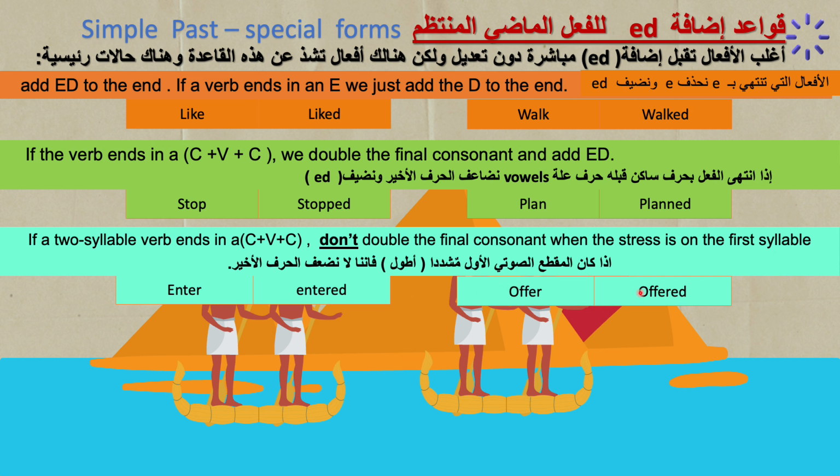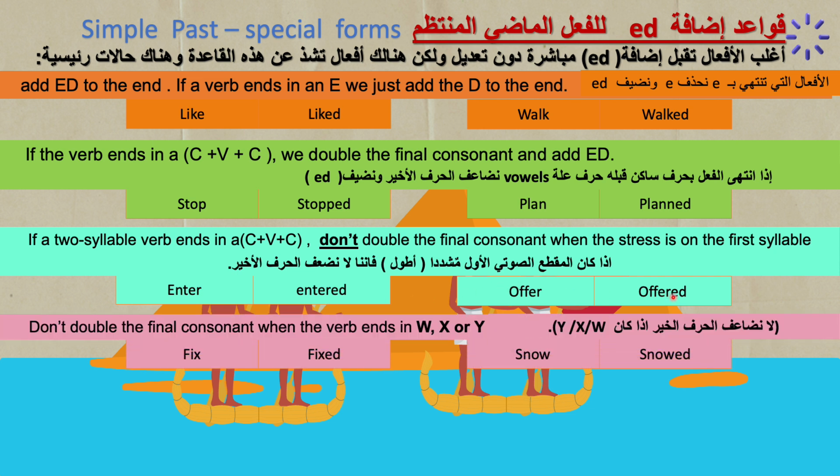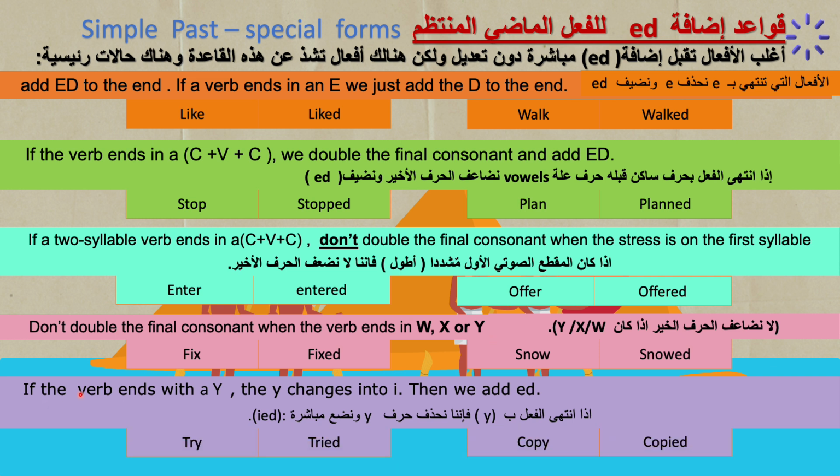Entered. Offer, offered. Do not double the final consonant when the verb ends in W, X, or Y. Fix, fixed. Snow, snowed. Even if they are CVC, do not double the final consonant because they end with W, X, or Y. If the verb ends with Y, the Y changes into I, then add ed. Try, tried, copy, copied.